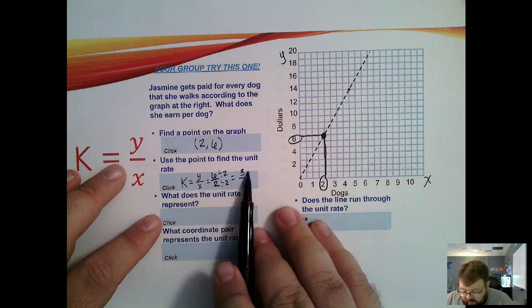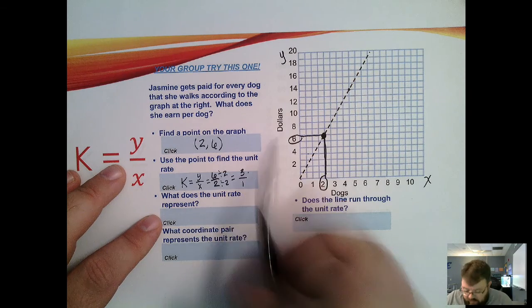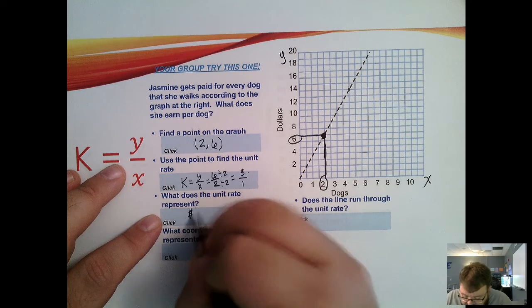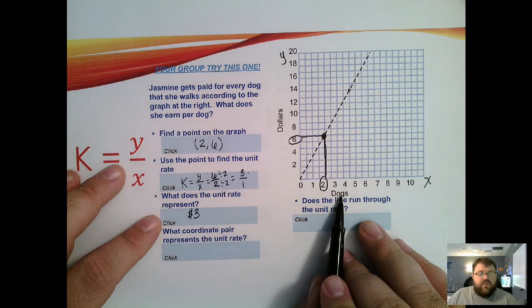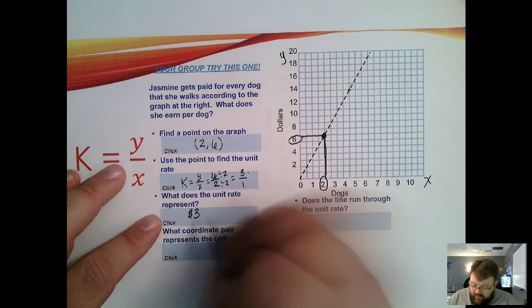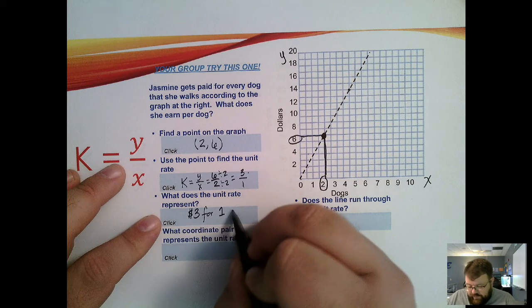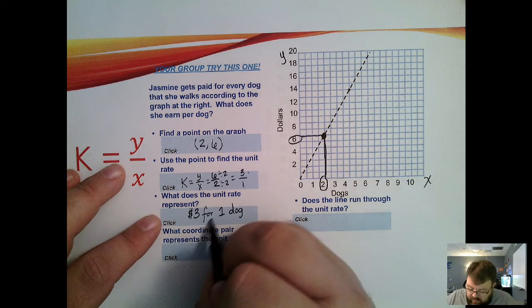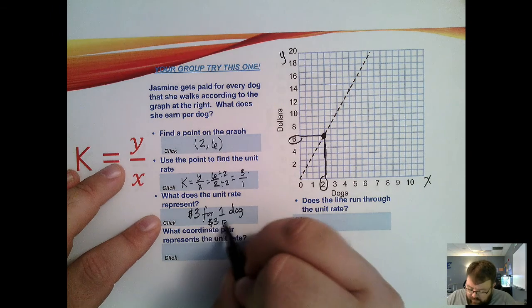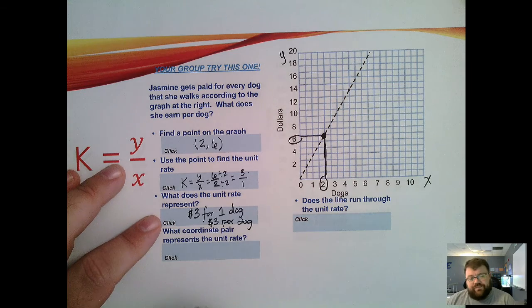Okay, the 3 is the y value. The y value is dollars, so we're talking about $3. 1 is x, so it's dog. So for 1 dog, or you would see it written $3 per dog.